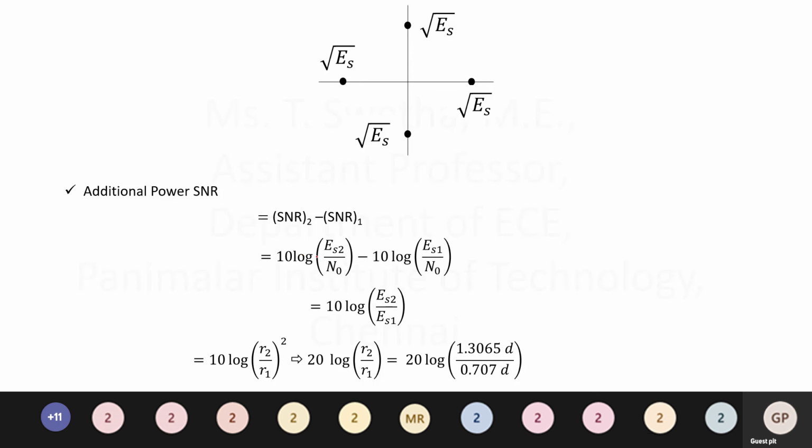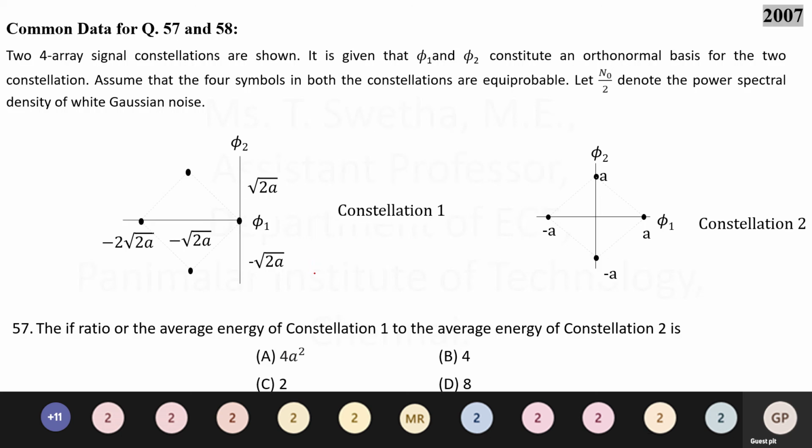Similarly, one more problem related to MRA PSK. We'll solve it now. It's a very important problem that is also similar to QASK. This is the question that was asked in 2007. Two 4-ary signal constellations are given. Phi 1 and Phi 2 are both orthogonal, so in the same channel you can transmit two different types of signals. That's the property of orthogonal or orthonormal.